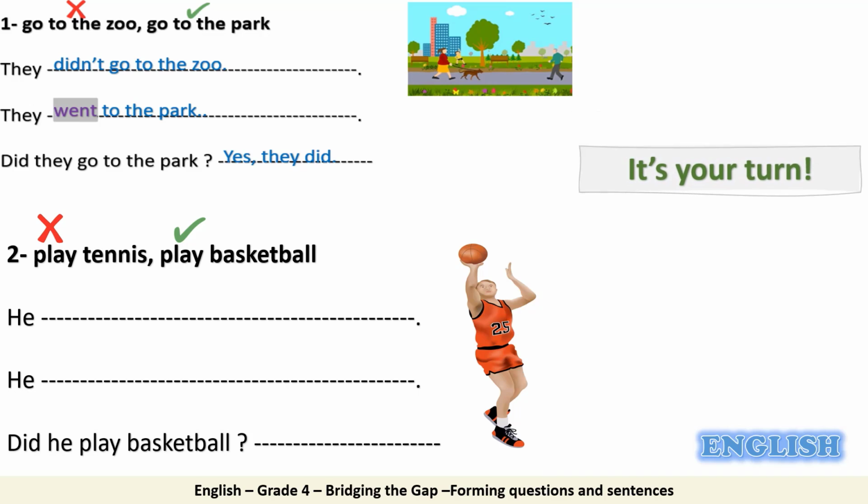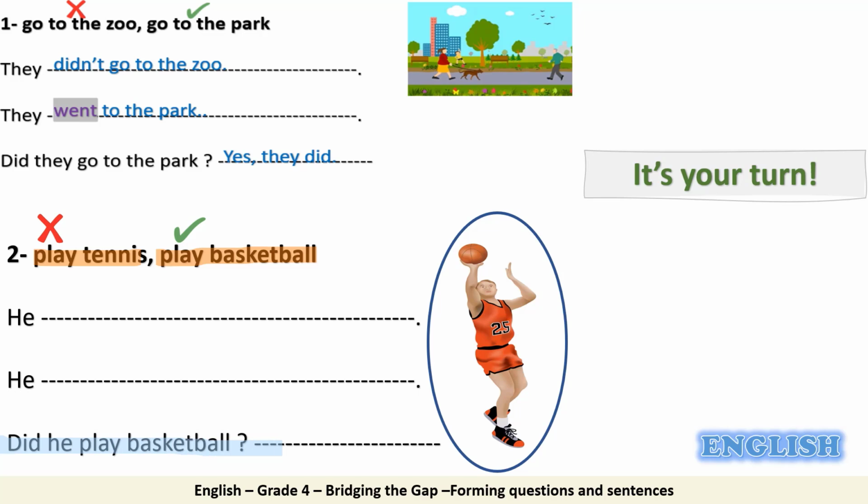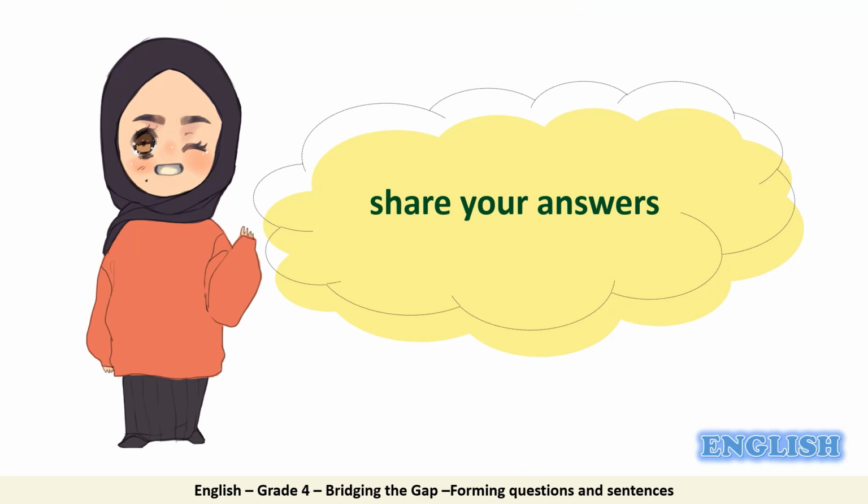Now it's your turn. Try to do number 2 by yourself. Look at the picture, then change these phrases, play tennis, play basketball, into the past negative and affirmative form. Then answer this question. Did he play basketball? Don't forget to share your answers with us.